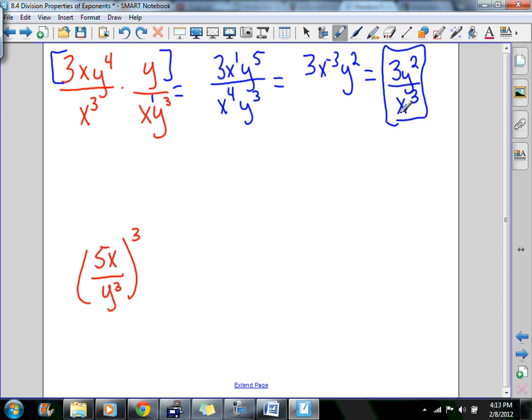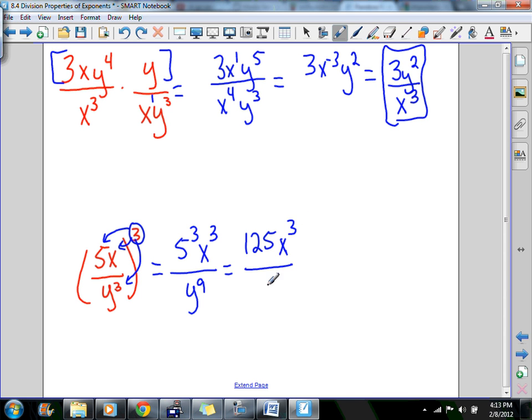Okay, and finally, distribute into 3. So we're left with 5 cubed x cubed all over y to the 9th. Not y to the 6th, y to the 9th. 5 cubed is 125. X cubed all over y to the 9th. And there you go. If you have questions, I'm around. I'm there to help you.